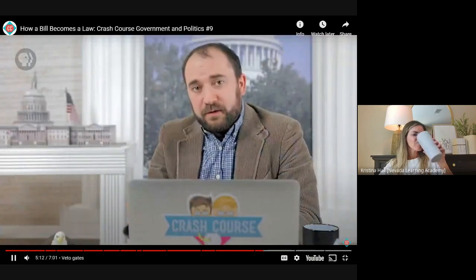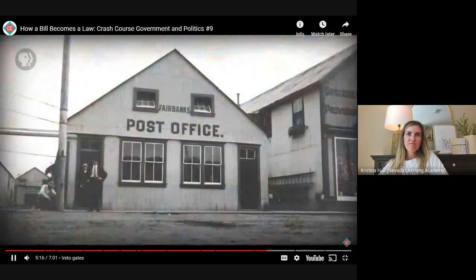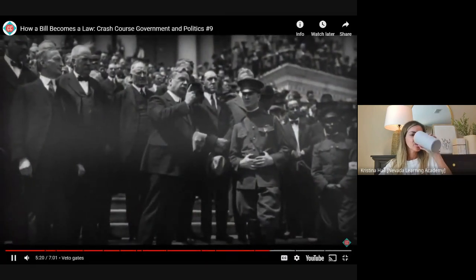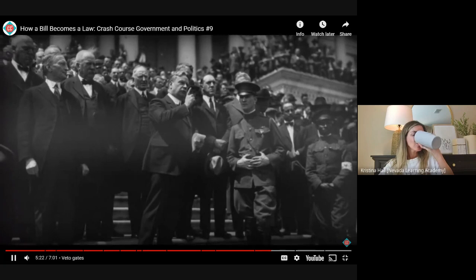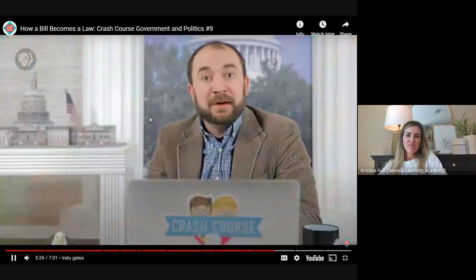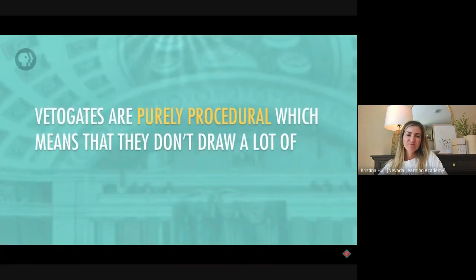Veto gates make it very difficult for Congress to act unless there's broad agreement or the issue is uncontroversial, like naming a post office or thanking specific groups of veterans for their service, which are two things that Congress actually does pretty efficiently. I mean, think of all the post offices that aren't named. You can't think of one, can you? Name it. You can't. It's not named. Veto gates are purely procedural, which means they don't draw a lot of attention from the media.